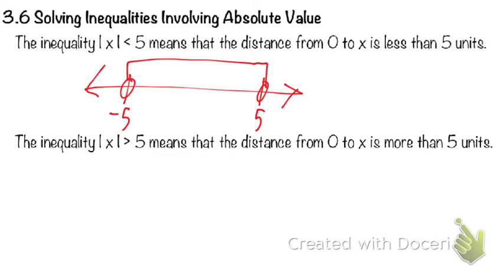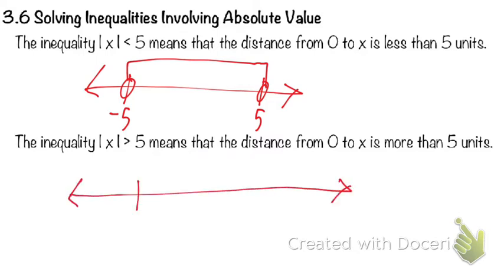Yes. Now, the inequality, the absolute value of x is greater than 5, means that the distance from x to 0 is more than 5 units. I said 0 to 5, but the distance from x to 0 is more than 5 units. So the top one means it's less than 5 units away. This one means it's more than 5 units away. So could the x be negative 4 anymore? No, because that's only 4 units away from 0. But could the x be, I don't know, like negative 6?